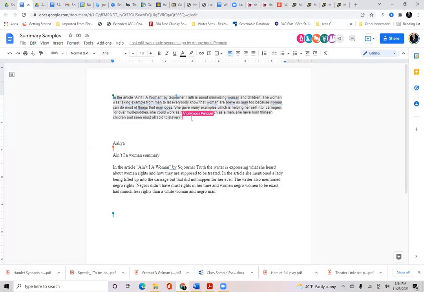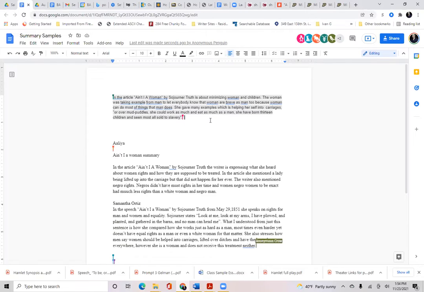And that's this last line. What is she saying about having 13 kids and then they were sold into slavery? She's saying that she's strong. What mother could survive and live beyond seeing her children taken away from her? You'd have to be very strong to be able to do that.